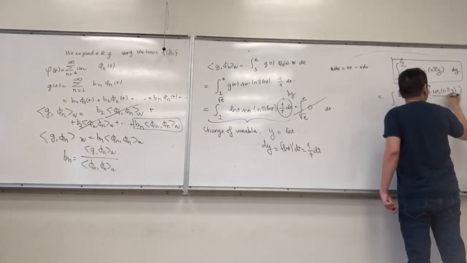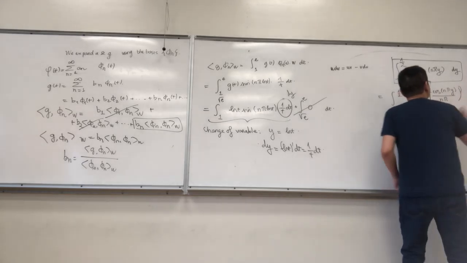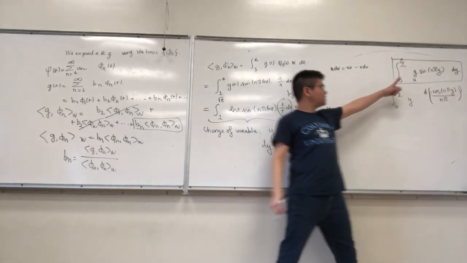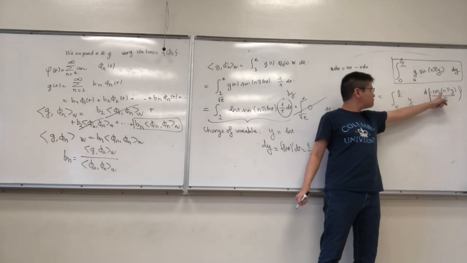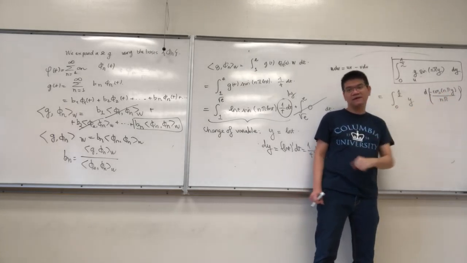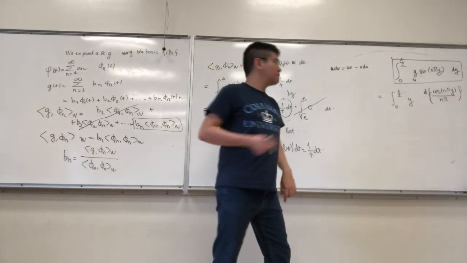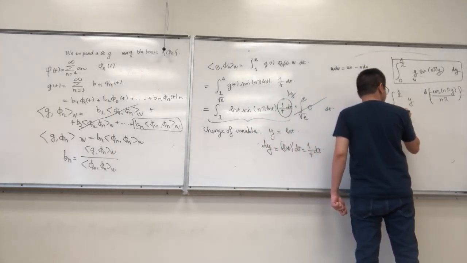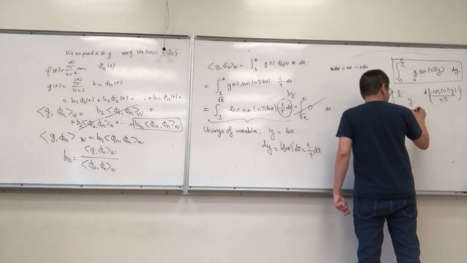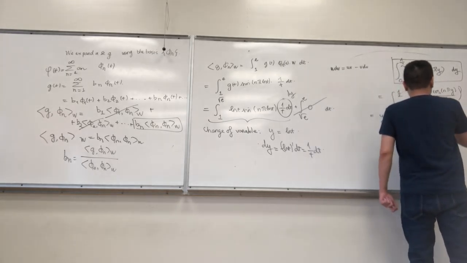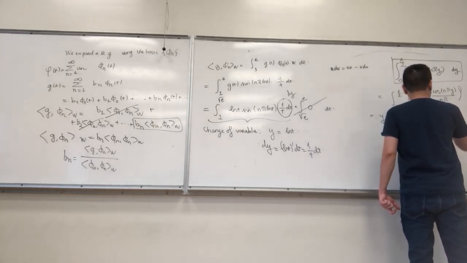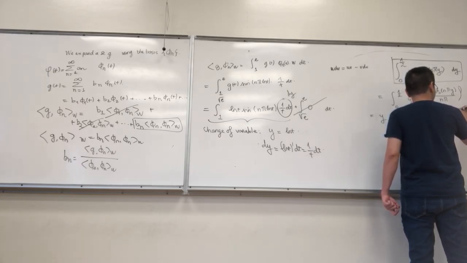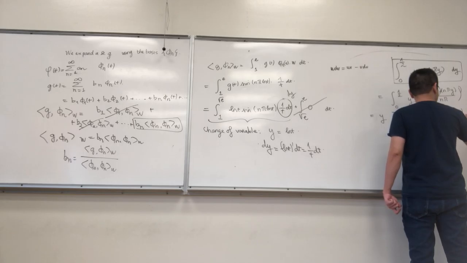minus over n pi. Right? So the sin(n pi y) is the derivative of minus cosine n pi y over n pi, right? Now I'm going to plug in the integration by parts formula. There I have cosine n pi y over n pi, then this is going to be from 0 to 1 half, minus the integral from 0 to 1 half of minus cosine of n pi y over n pi dy.